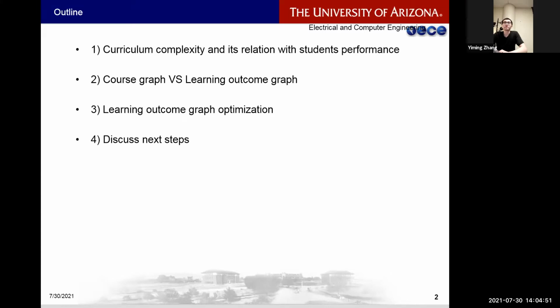Firstly, I will go over curriculum complexity, including its definition, how we calculate it, and its relation with students' performance. Then I will talk about the course graph and the learning outcome graph, including their relations and the differences. And after that, I will talk about learning outcome graph optimization, including the objective functions, the constraints. And after that, I will show some simulation result and comparisons. And by the end of the presentation, we can discuss our next steps.